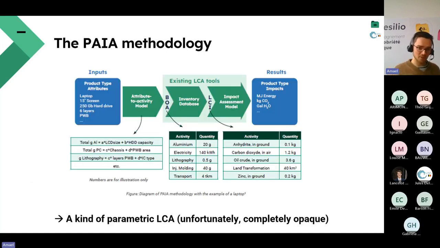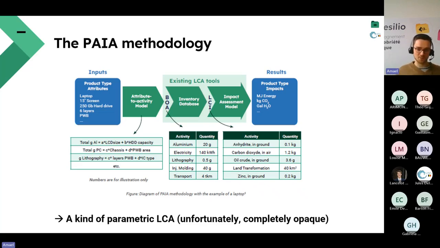Understanding what parametric means, you have it here. So you will take product attributes. What are the technical specs of the product? Then you will make an inventory out of it, a bill of materials out of it. So I have one screen, so it means that I have that much of aluminium, that much of plastic, that much of screen, and you will list all your inventory. And then from this inventory, you will have this environmental assessment and go to the final result, which is that much of energy, that many kilograms of CO2, that much usage of water, etc., etc.